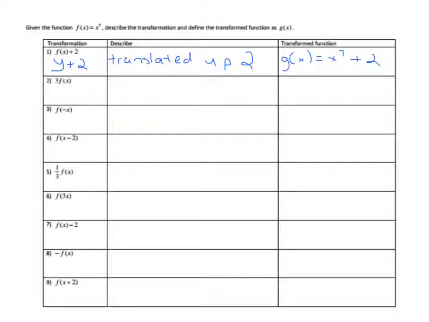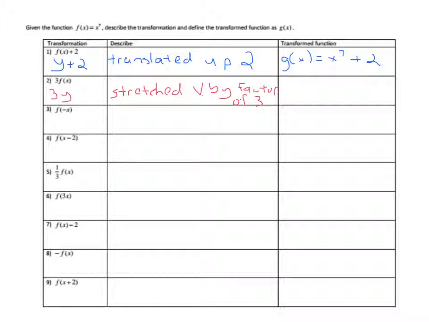And we know that f of x is x to the 7th, and then we're adding 2 every time. Number 2, 3 times f of x, which is really 3 times y. So every y value is going to be tripled. So that means this function is going to be stretched vertically. So we are going to write in our description, stretched vertically by factor of 3.